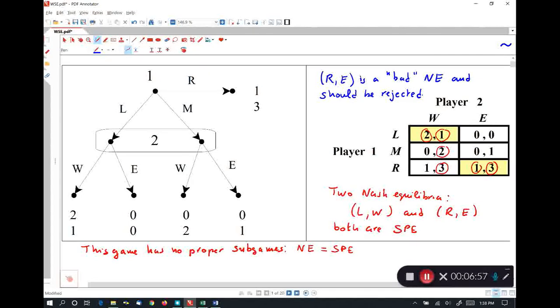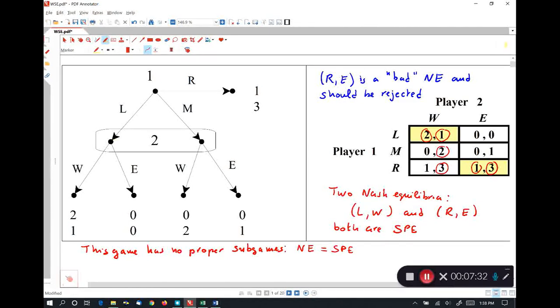On what grounds? Well, look at player 2's strategy E, and place yourself at 2's information set. Imagine being player 2 having to decide what to do there. You've been told that it's your turn to move, you have to choose W or E. And as player 2 you would say, well, I don't know what player 1 did. Either he played L or he played M. Now, if I knew that player 1 had played L, what would I want to do?